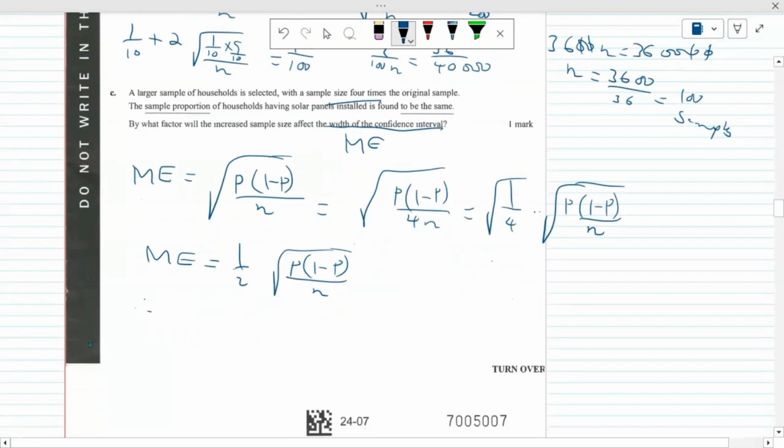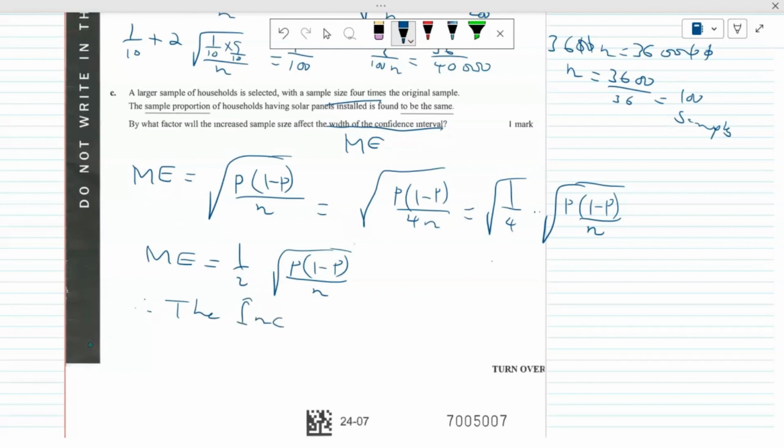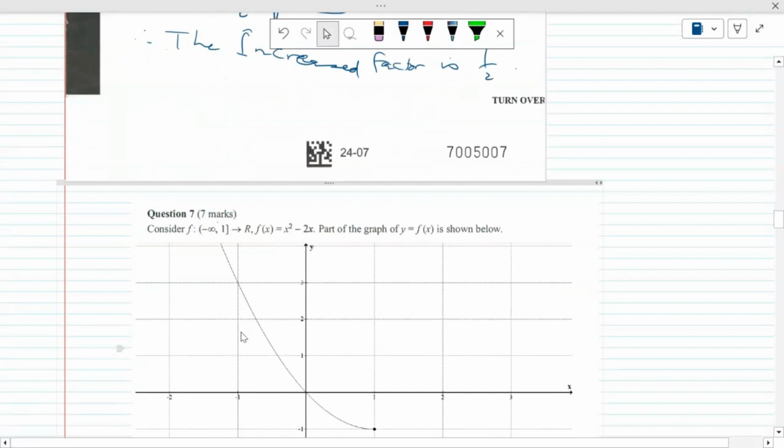Therefore, the increased factor is a half. All right, so the next question is question 7.